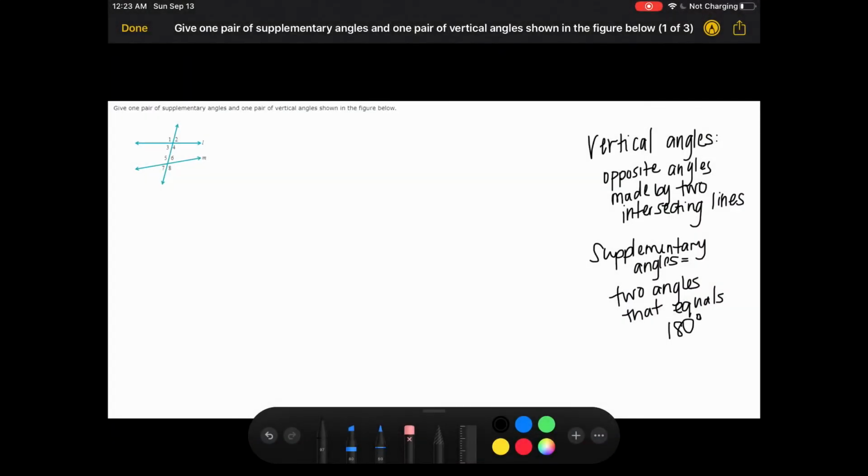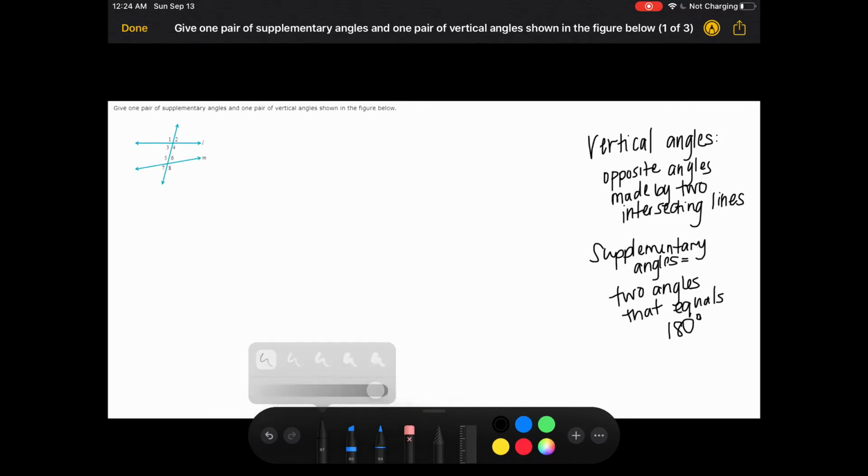So the question says, give one pair of supplementary angles and one pair of vertical angles shown in the figure below. And it gives you two lines, L and M, that are being cut down the middle, and then you have all of these angles that are being measured and named. So before we even get into tackling how to do this question, we need to talk about definitions.